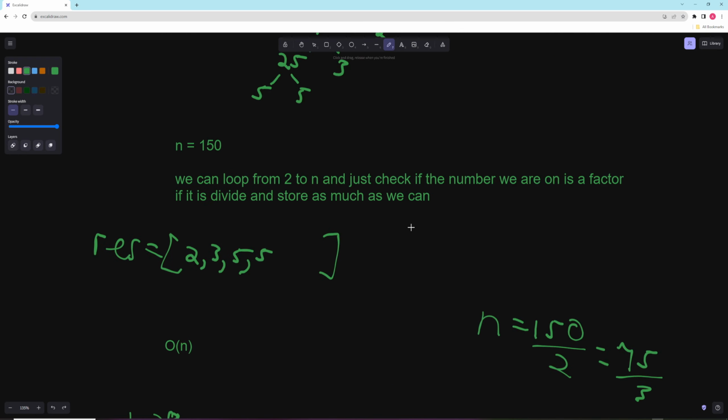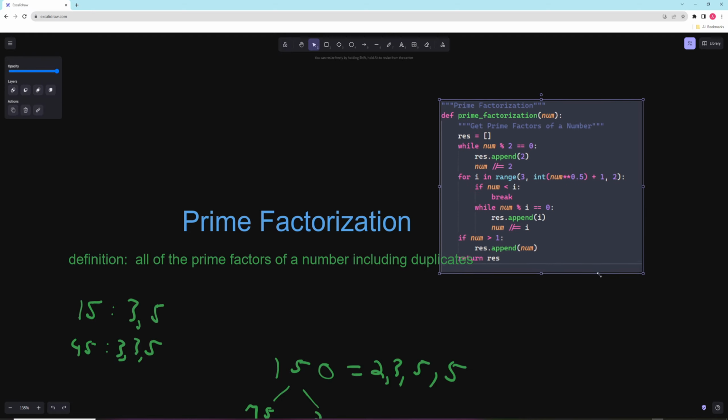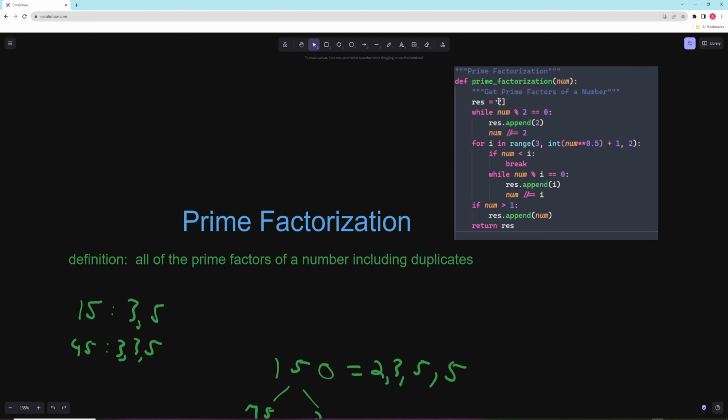So I actually have it up here, and this is going to be pretty much exactly what I said. If we take a look, we have our result array, which is the factors. While we are able to divide it by 2, let's just keep dividing by 2 and add a 2. And then we loop from 3 to the square root of the number, and we go by every 2 numbers. We only check odd numbers. If the number is greater than i, we will never have a factor that's good anymore. If i is a factor, we just append it and we keep dividing. We keep doing that over and over. And then finally, at the very end, if our leftover is greater than 1, then we also append that.